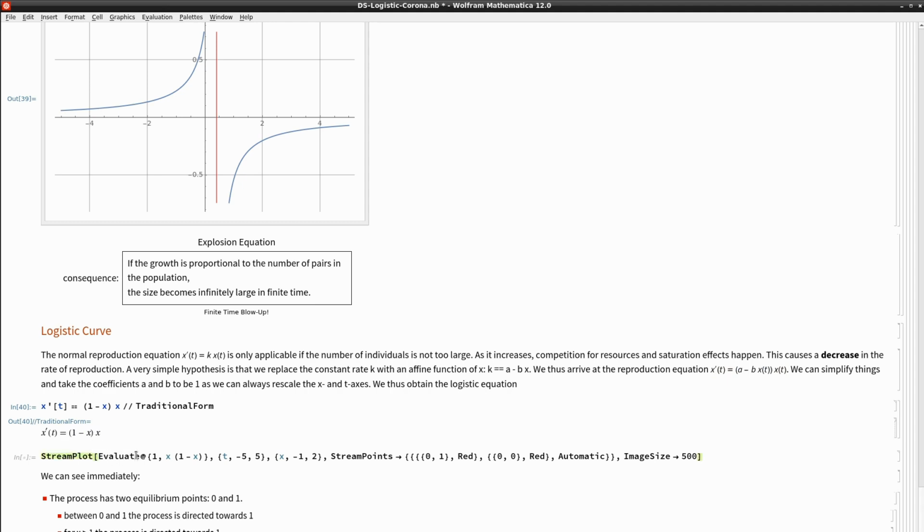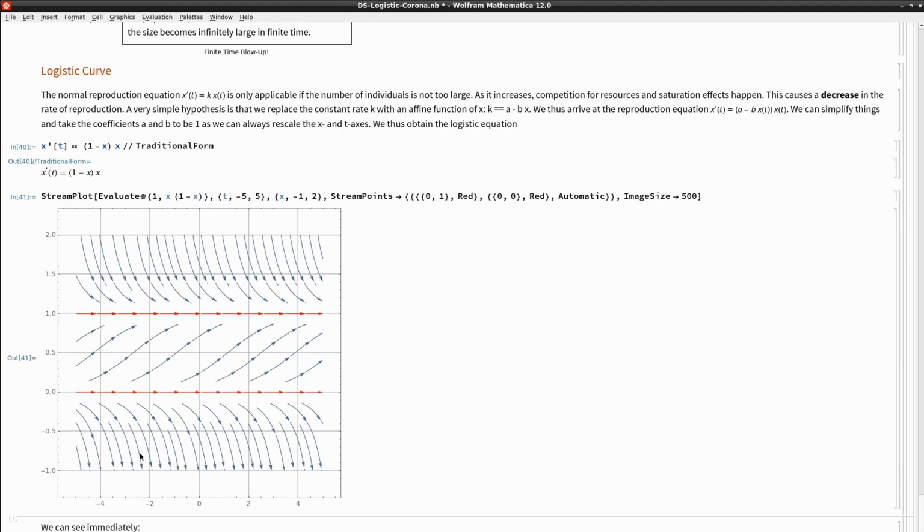And the stream plot looks like this. We have two equilibrium points, 0 and 1, and we can see that the equilibrium point 1 seems to be stable, because if we're coming from above or below, it converges to that number 1. And the equilibrium point 0 is unstable, because if we have a random fluctuation and we go below it, then we're going to minus infinity.